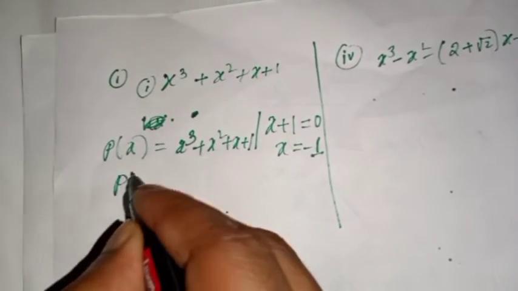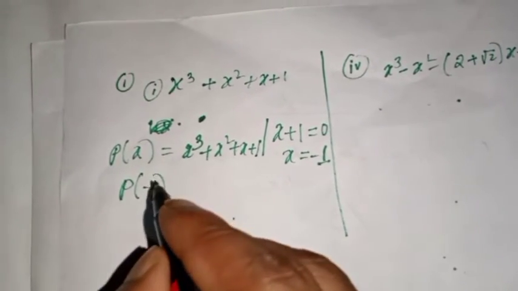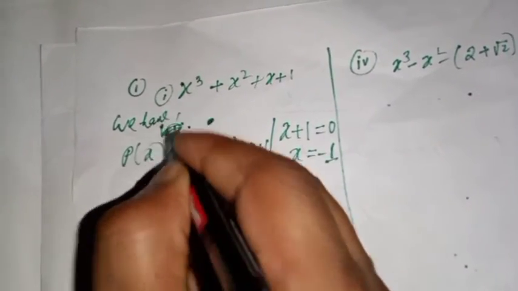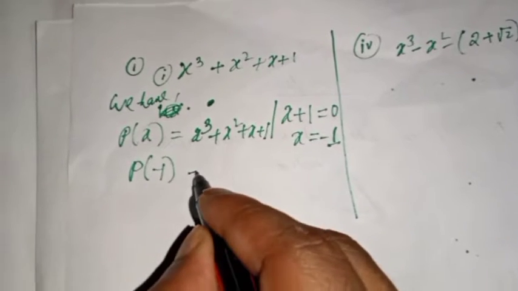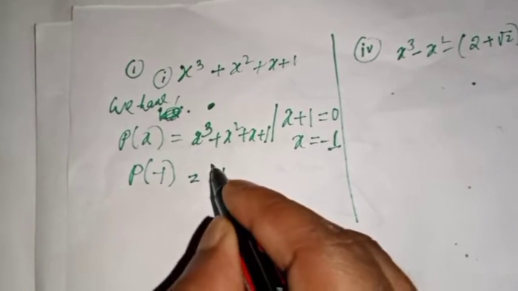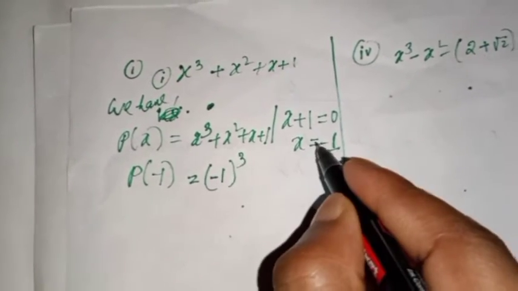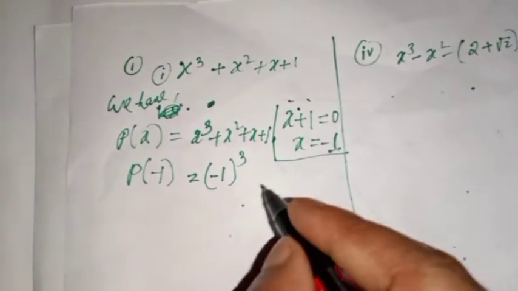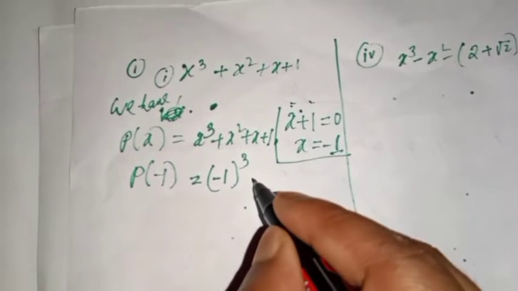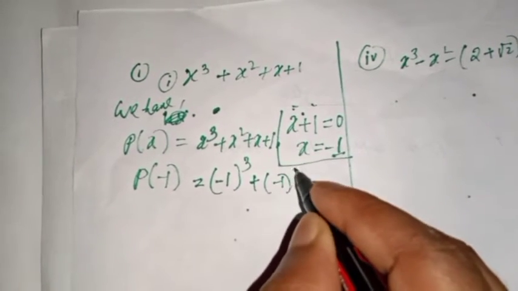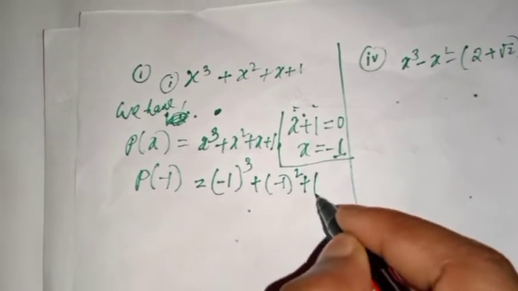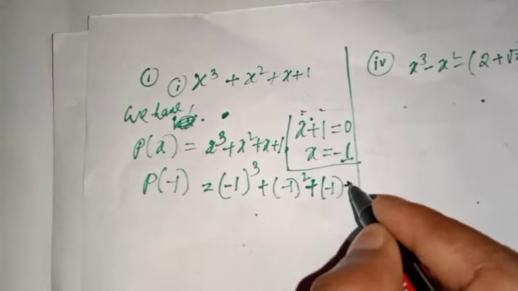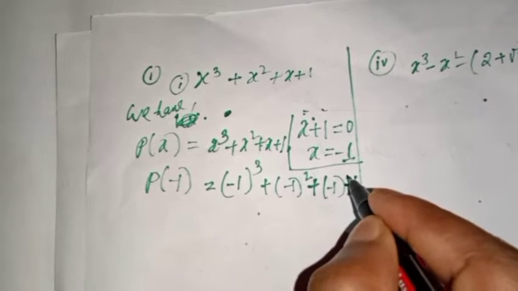Now P(minus 1). Ultimately you are using the remainder theorem, okay? You write 'we have', or you can write 'let' also. P(minus 1), then in the place of x, minus 1 cube, because you have to replace x by minus 1, then minus 1 square, plus in the place of x, minus 1. Don't forget this plus is already here, then in the place of x again minus 1, then what is left? Again plus 1.